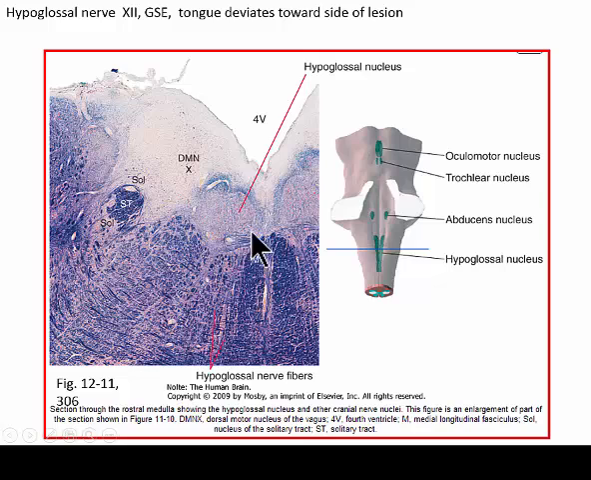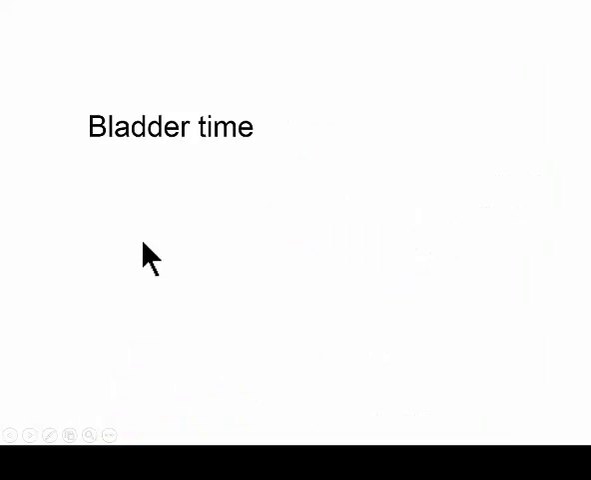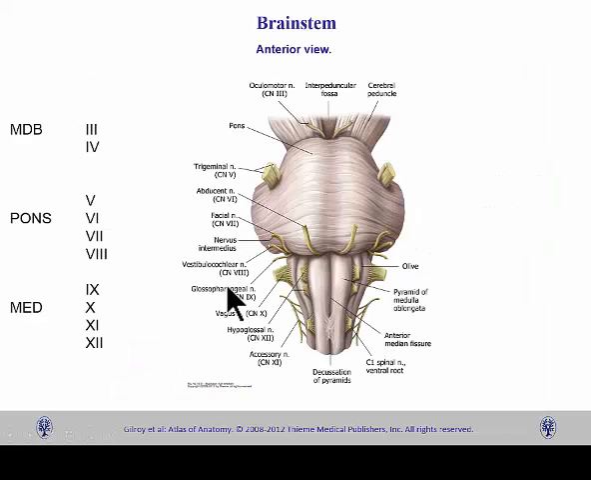Again, just showing you a nice hypoglossal nucleus. Tongue deviates towards side of lesion. You can go pee if you want.